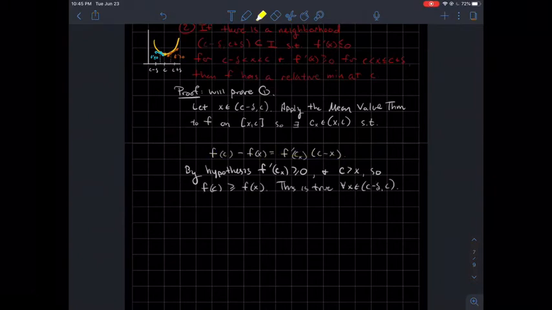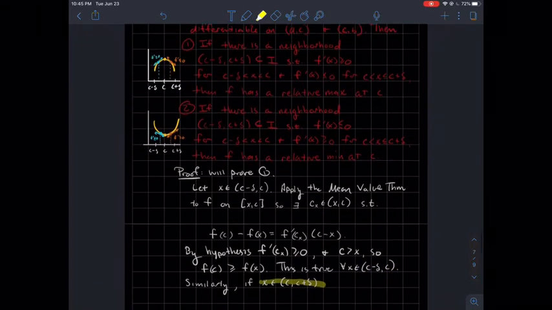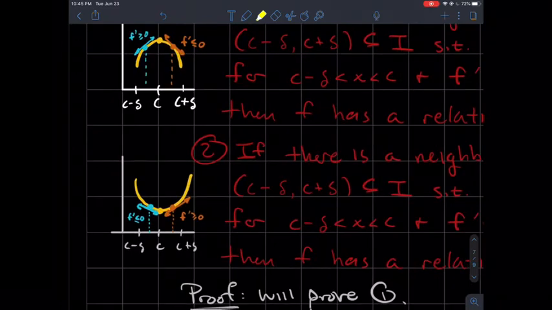So why is that good? That tells me that f of c is bigger than f of x for every single x that's in my little neighborhood to the left of c. This is true for every x in my little neighborhood to the left of c. And so now we'll jump to the next case. Well, what if x is on the other side of c in my little neighborhood? So now I'm going to try to prove this case here.